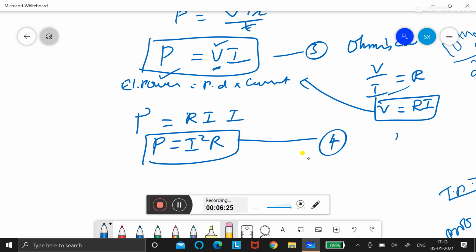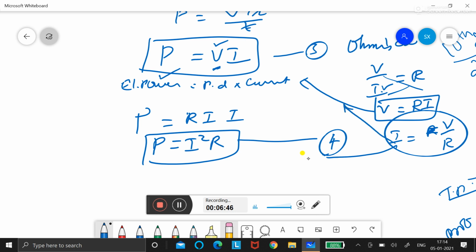Now here, I is equal to what? When you cross multiply and divide, V by I is equal to R, correct? So I is equal to V by R. When you cross multiply, RI will come, so R will come down. So I is equal to V by R. Substitute this in the first equation. Substitute I is equal to V by R in the first equation.